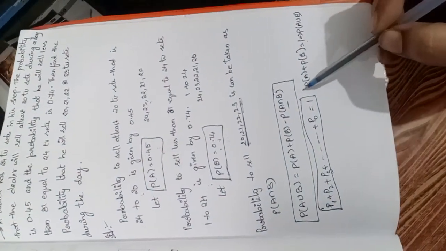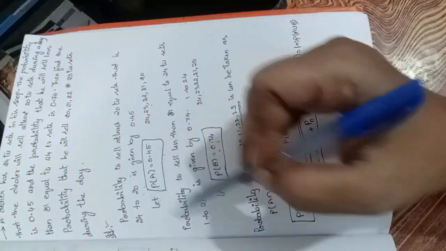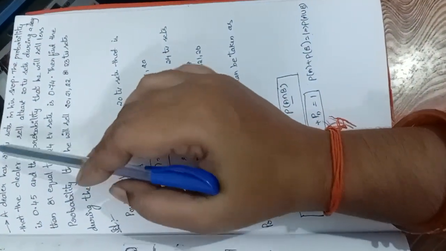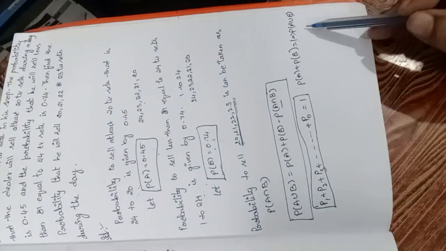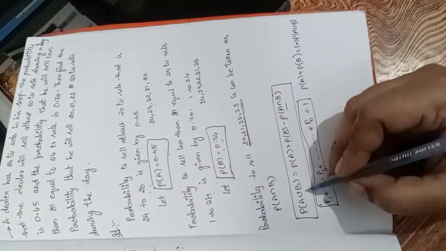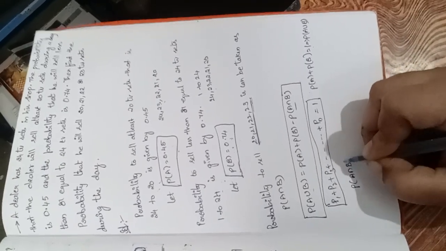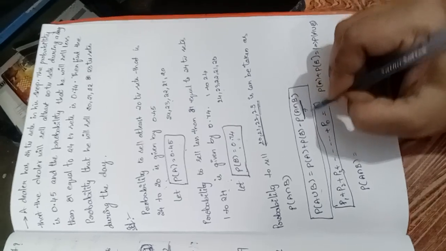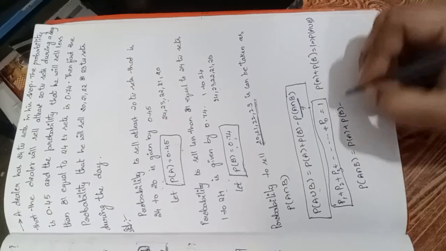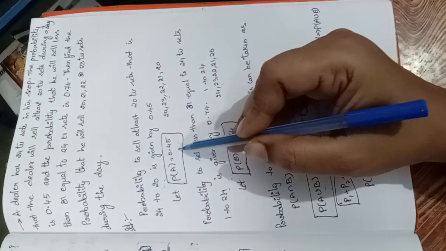So when you combine 24 to 20 and 1 to 24, you will get A union B, meaning total 24 TV sets. That's why we can take this one as P of A union B. So by this formula, we have to find P of A intersection B, which equals P of A plus P of B minus P of A union B.